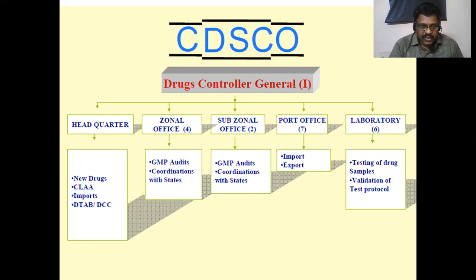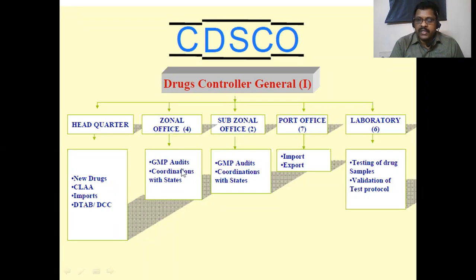So they issue licenses and they allow imports, and they also take the guidances from DTAB, Drug Technical Advisory Board, and Drug Consultative Committee. So that is the role of headquarters. In zonal offices, we do GMP audits.